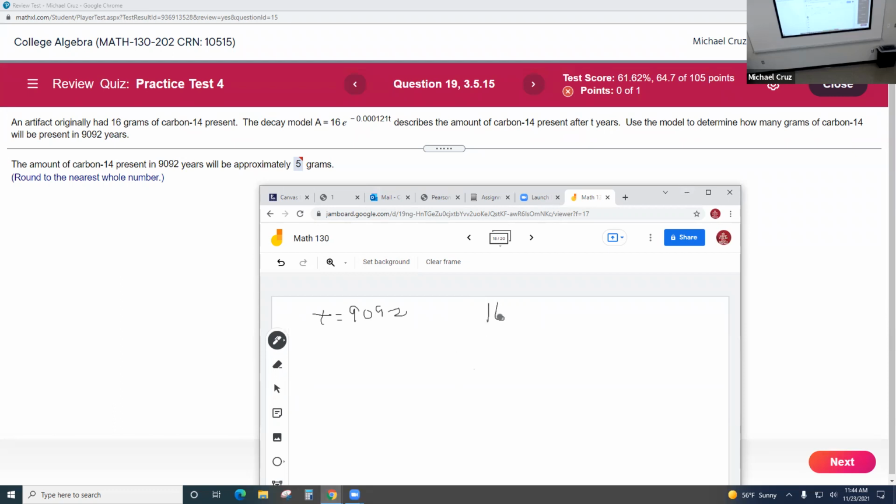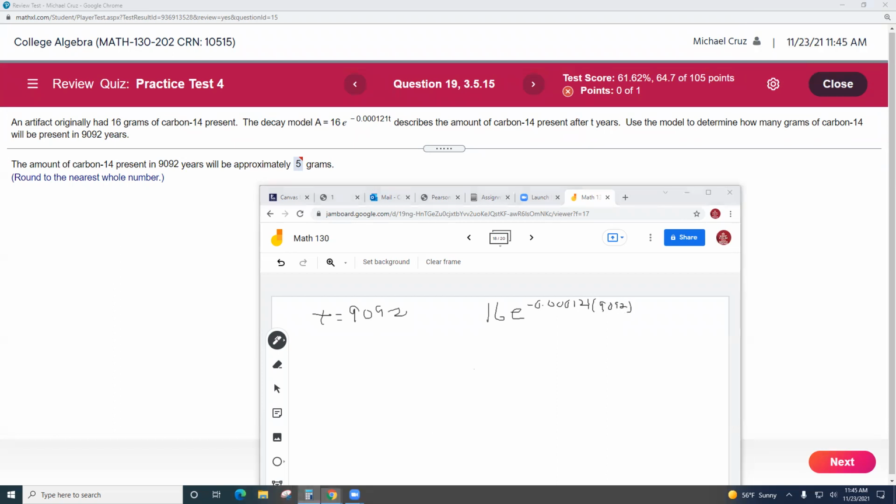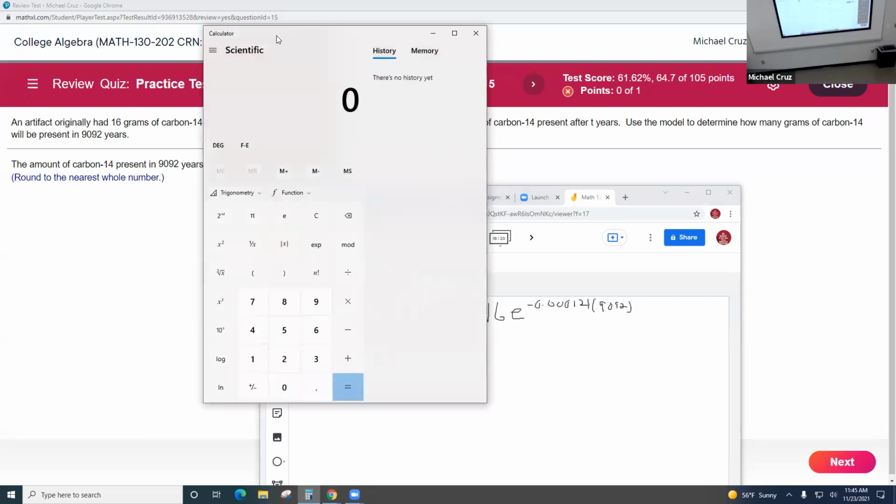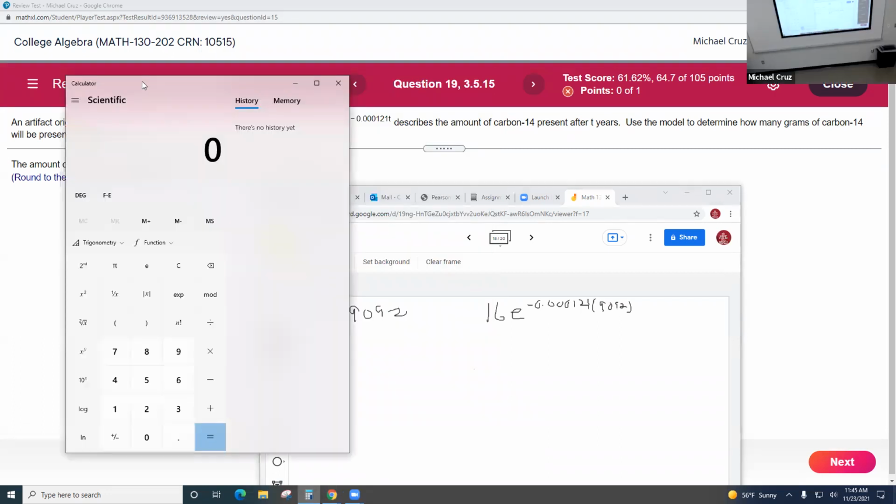So 16 e to the negative 0.000121 t. Well, the t is now going to be 9,092, right? Right, I just wanted you to know you were forgetting the one behind it. Thanks, yeah.